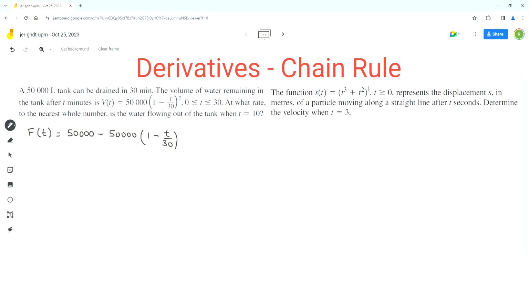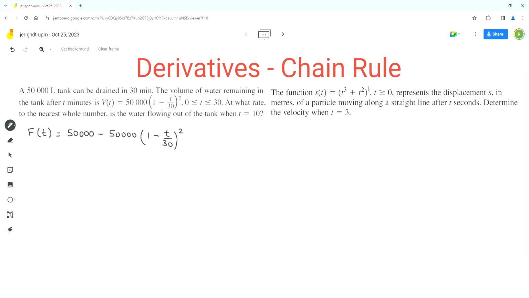So this is very important to understand, because here we have to find the rate at which the water is flowing out. So first we need to find the function that represents the amount of water that has flowed out at a particular point in time. Now we can find the rate at which the water is flowing out at t equals 10. So that means we have to find the instantaneous rate of change, and for that we'll have to find the derivative of this F function.